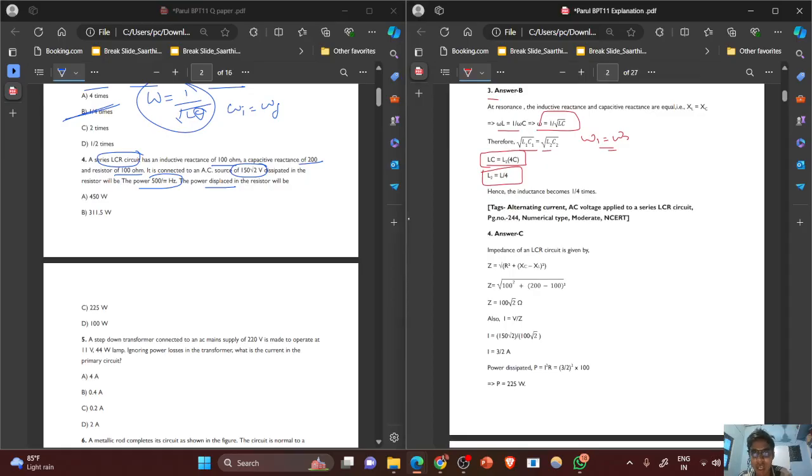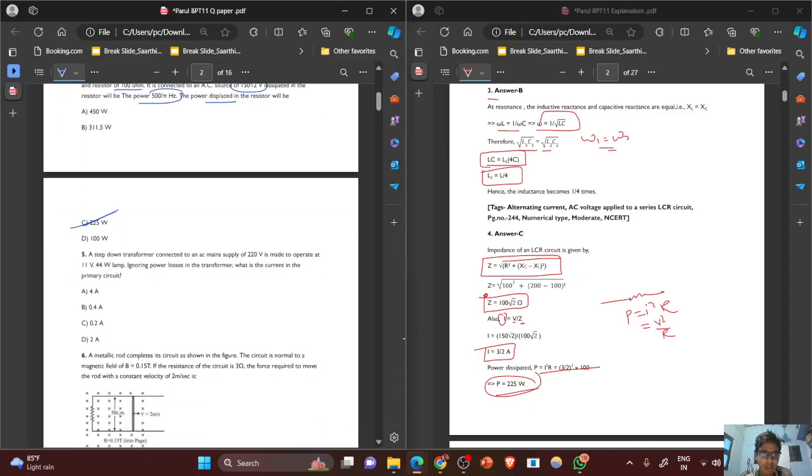Now looking into the solution, first you can calculate the impedance, which is given by Z equals under root of R square plus the whole square of XC minus XL. Putting all the values, you get the impedance equals this. Now, you know current equals potential upon impedance, so you get the current. Now power can be calculated. In the resistor, power is calculated by I square R or V square by R. We calculated the current using the voltage and the impedance, and calculated the power dissipated. It will come out to be 225 watt. That means option number 3 is your correct answer. Now moving ahead.